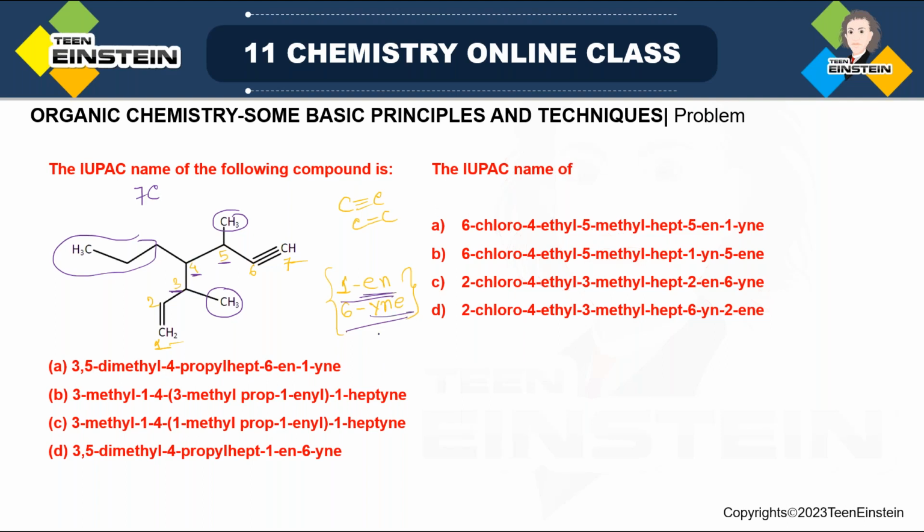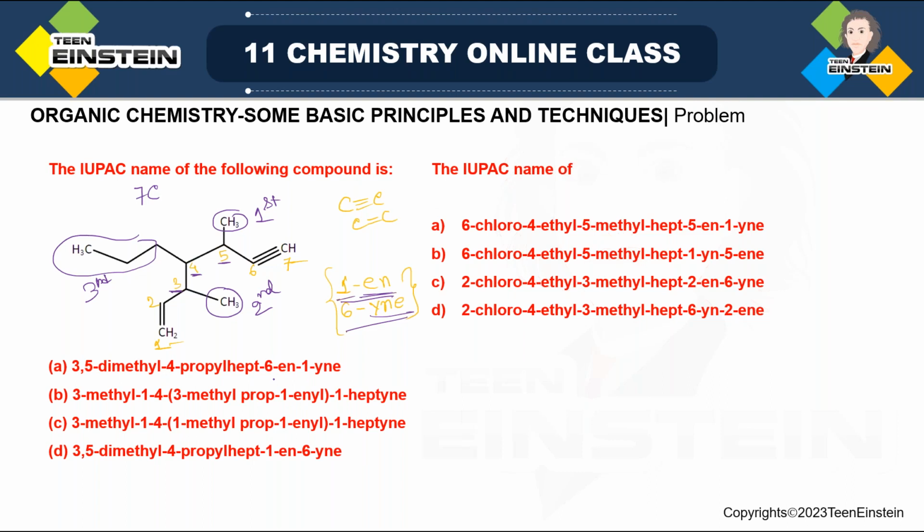Always put ene before yne, whatever is the position of ene. Here it is 1, that is fine. But suppose even if it is a higher number than the triple bond, then also it should be before, because of the alphabetical order. So first it should be 3,5-dimethyl. This is number 1 substituent, second substituent, third substituent. So 3,5-dimethyl, first substituent, second substituent. Then 4-propyl, hept-1-ene-6-yne, and that is matching with option D.